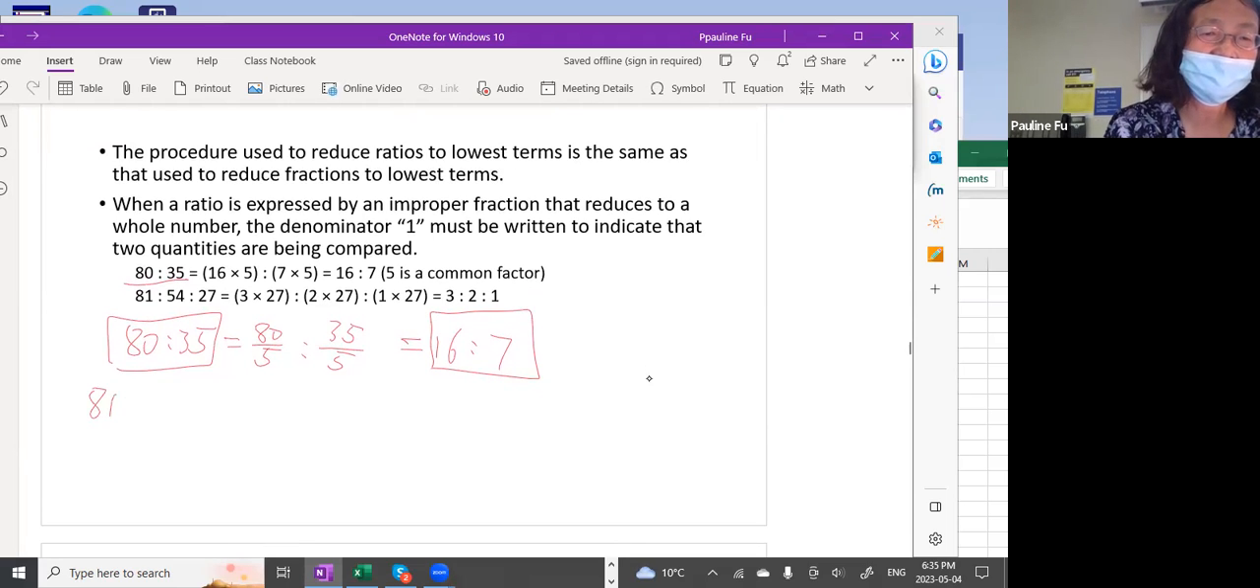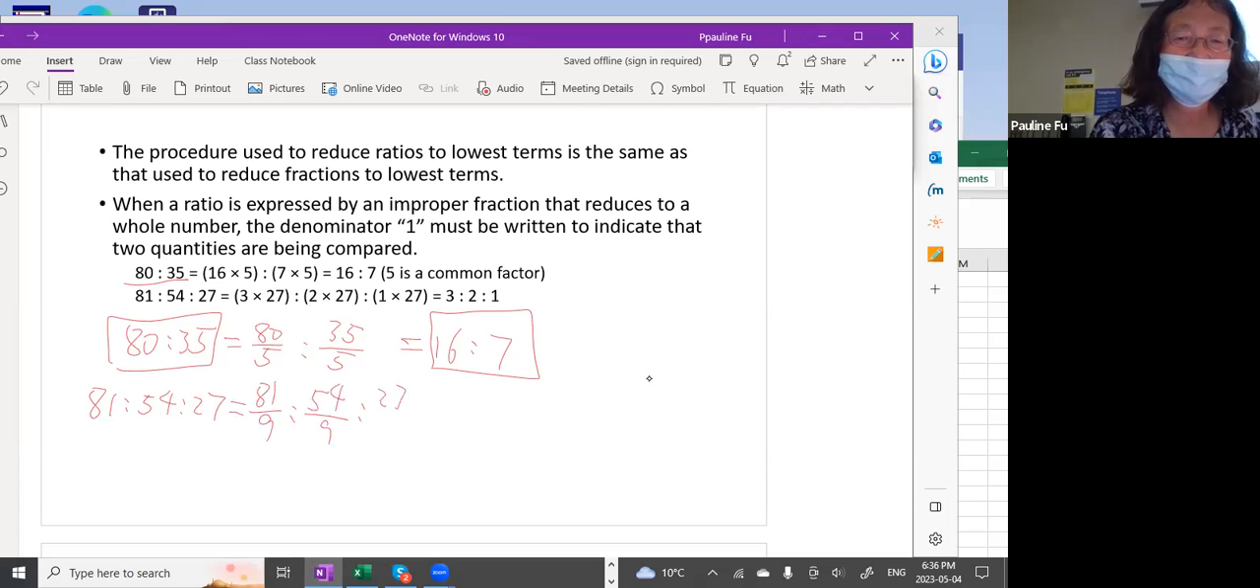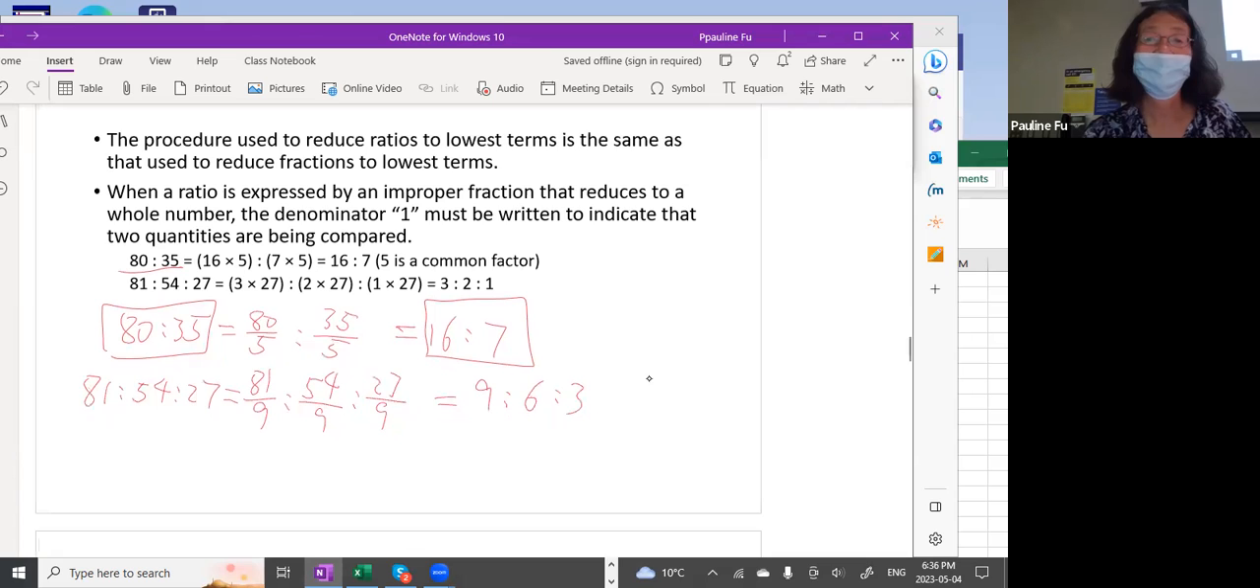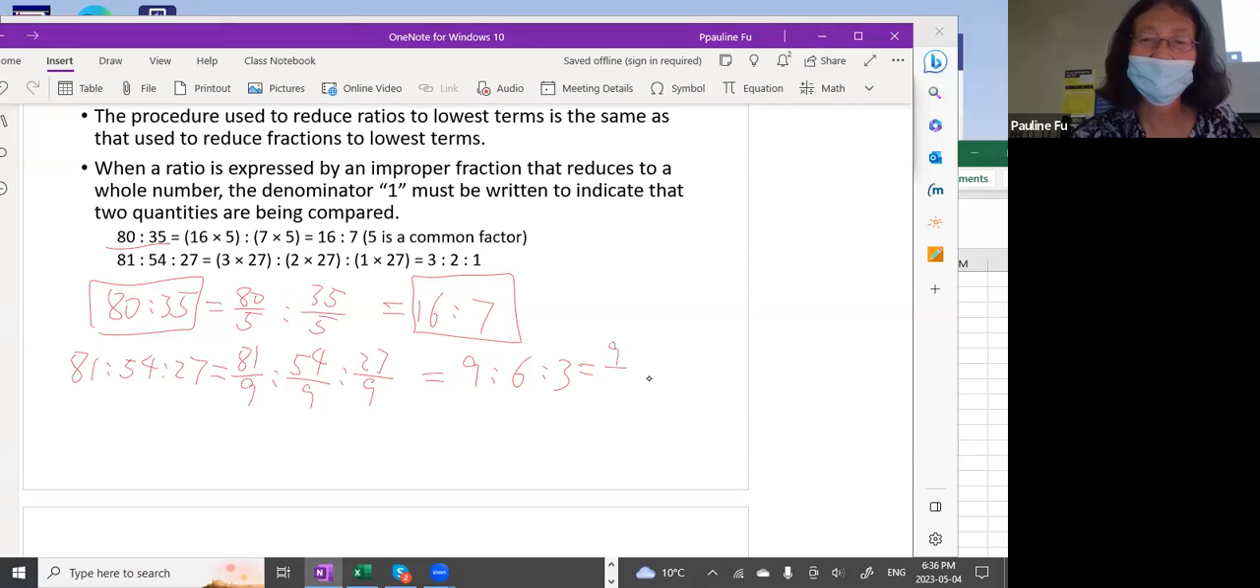Next, how do you reduce this one? 81 to 54 to 27. Good observation. So they're all multiple of 9. So everybody divided by 9. And then you got 9. And then you can reduce that by dividing all those numbers by 3. Excellent. So everybody divided by 3 this time. As you can see, sometimes we need some steps. So final answer 3 to 2 to 1.